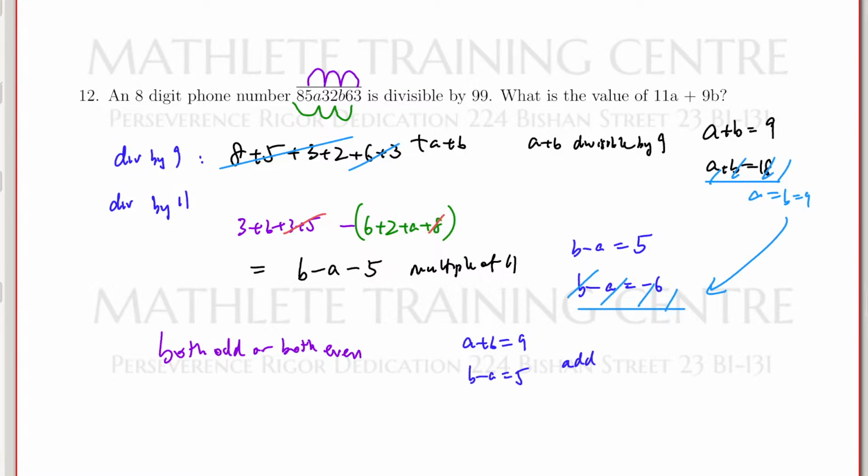Here we can add them up to get 2B is 14. So B must be 7. And from here, A is equal to 2. So 11A plus 9B is equal to the value of 22 plus 63. This is equal to 85.